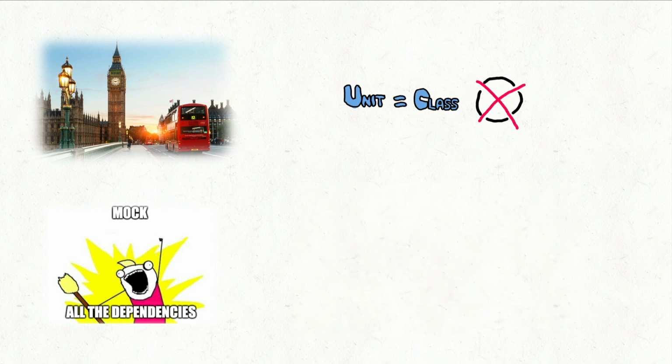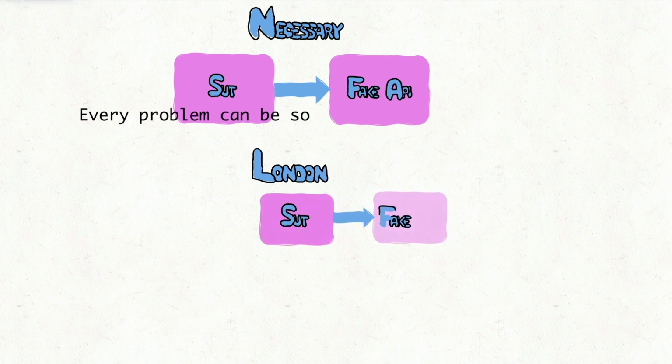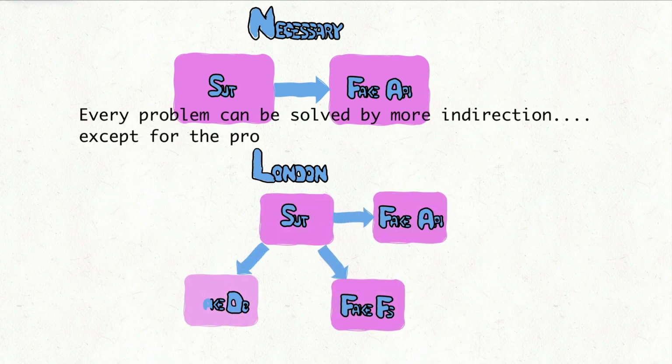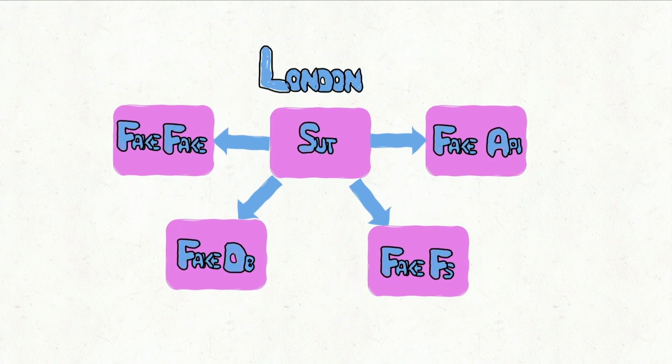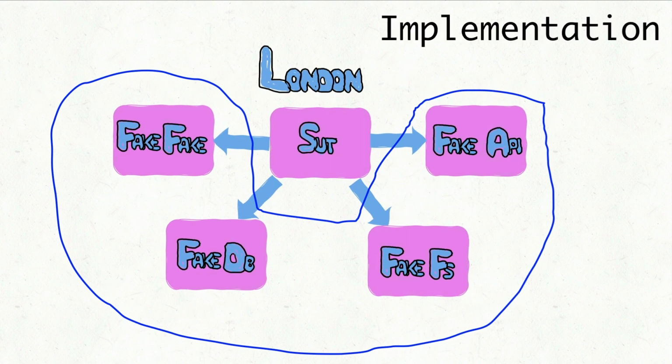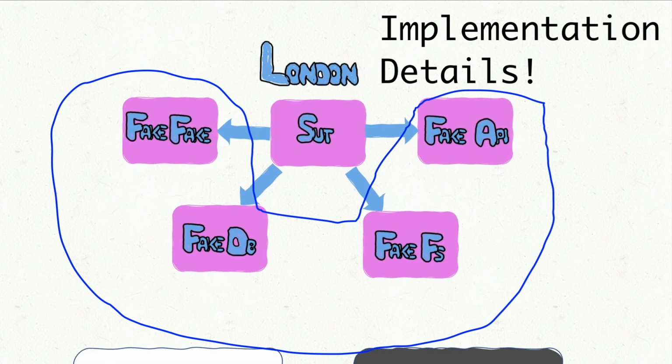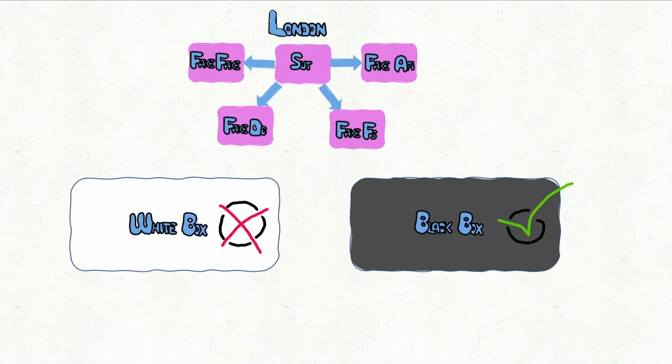Firstly, it leads to more indirection than necessary, which makes the code more complicated to understand for other developers. And as we all know, everything can be fixed with more indirection, except for the problem of too much indirection. And the second problem is that dependencies, even if they are mocked, are just an implementation detail. And as we learned before, we want to avoid testing implementation details.